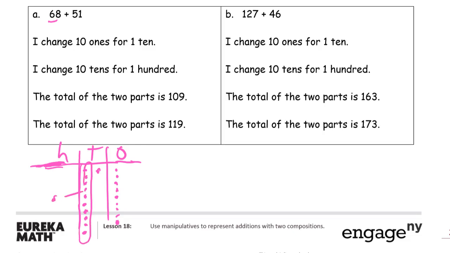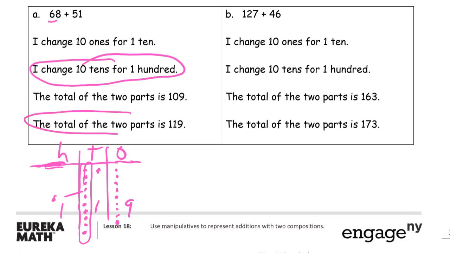So what did we do? And we end up with what? 119. Did I change 10 1s for a 10? No. Did I change 10 10s for 100? I did, so I'll circle that. The total of the two parts, is it 109? No, it's not. It was 119, so I'll circle that one.